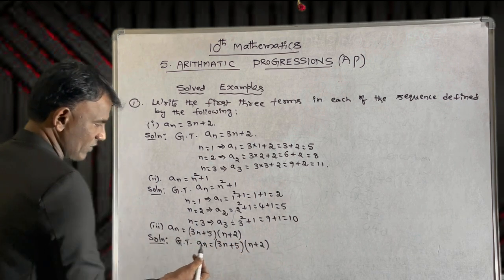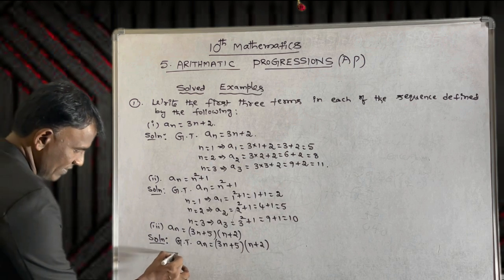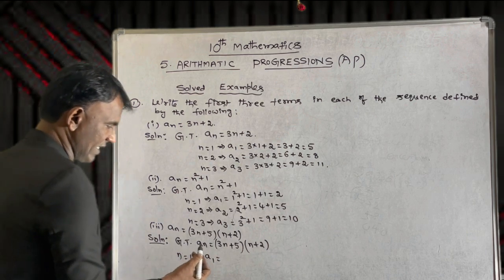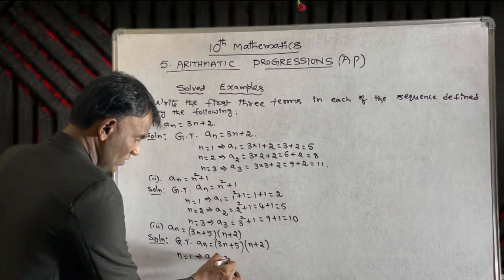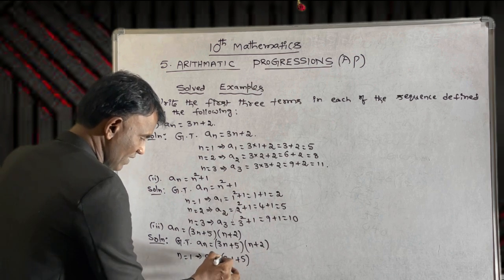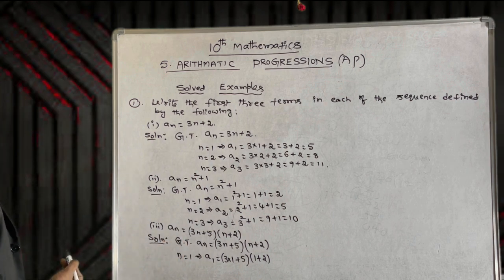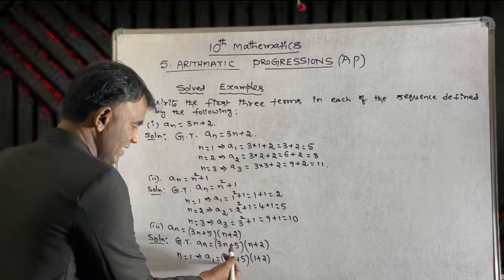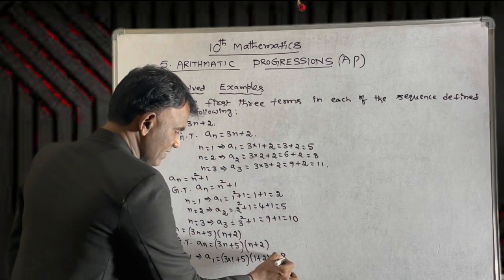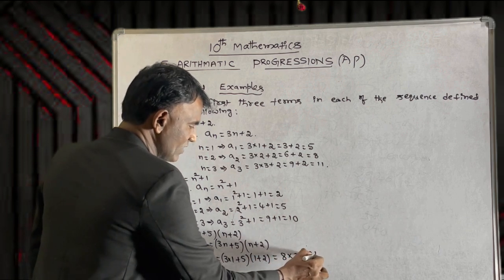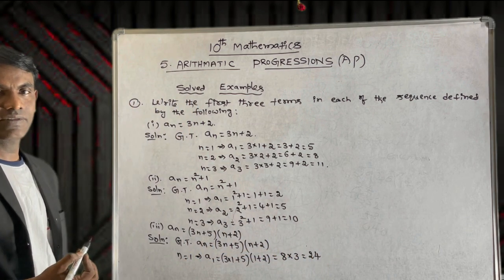That is product of two terms, right? So if n equal to 1, then A1 can be written as 3 into 1 plus 5, right? And here it is 1 plus 2. Now, why? Because n equal to 1. Then 3 into 1 is 3. 3 plus 5 is 8, into 1 plus 2 is 3. Then 8 into 3 is 24.